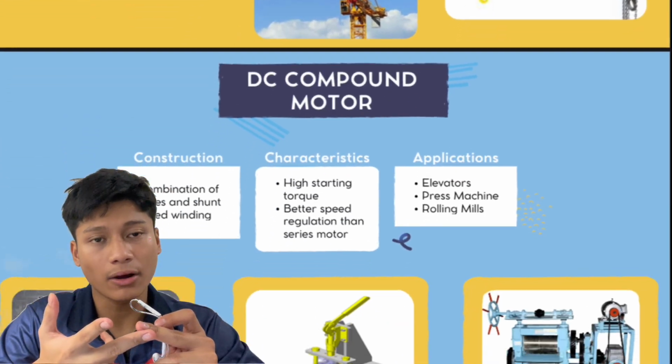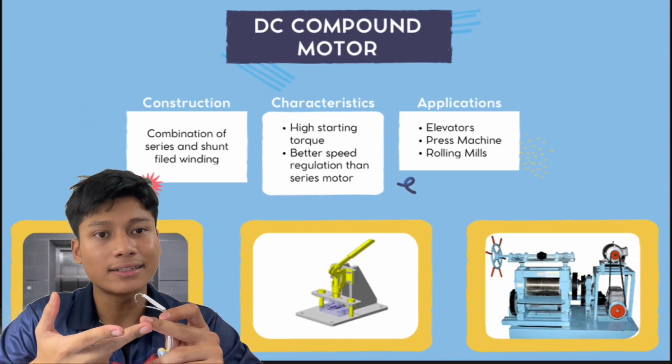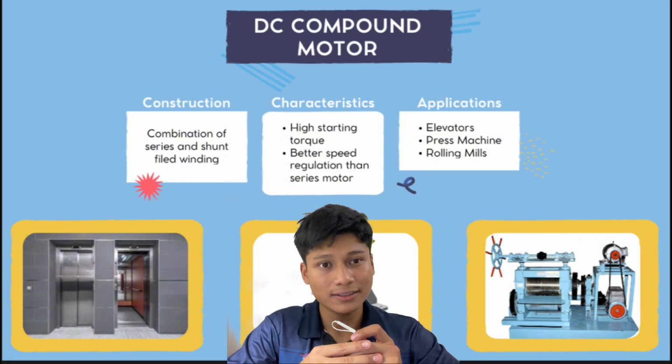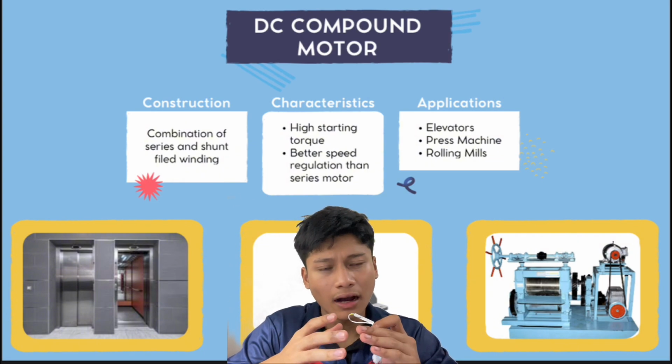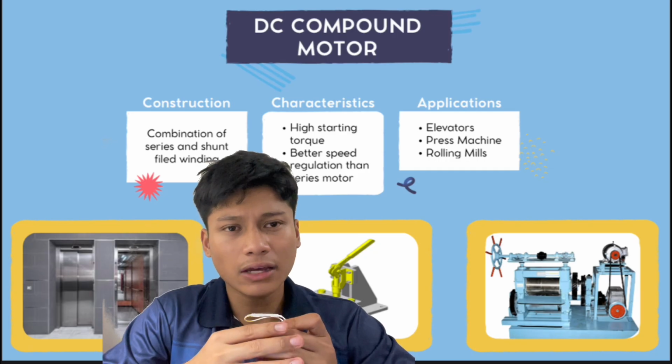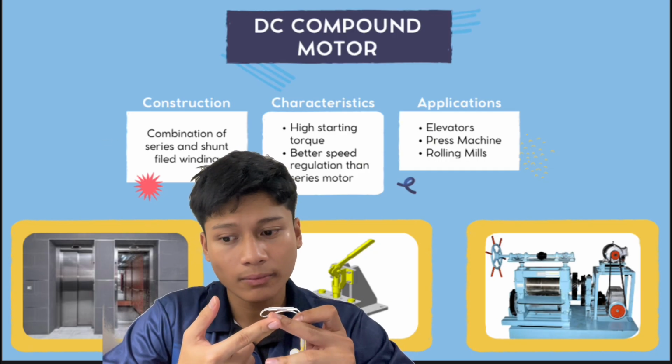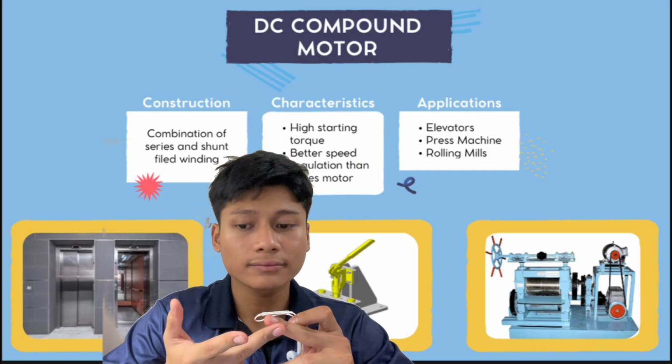And for our last type of DC motors are DC compound motor. The construction of this is a combination of shunt and series field winding. The characteristic are very high starting torque. For the daily life application is elevators, press machine, and rolling mills.